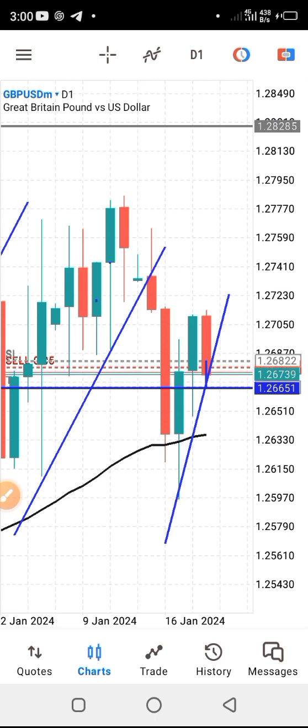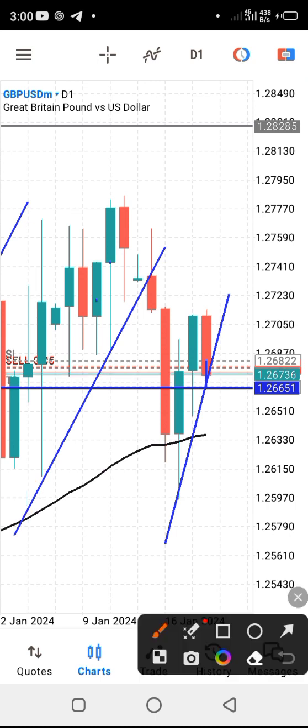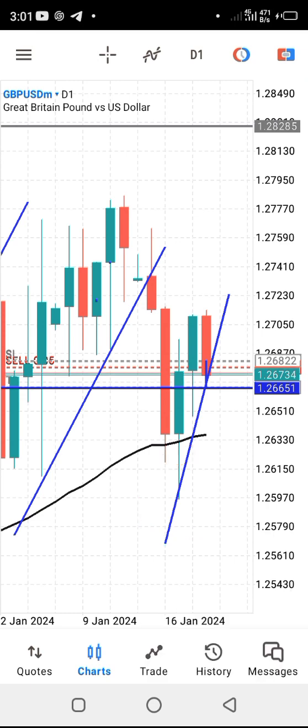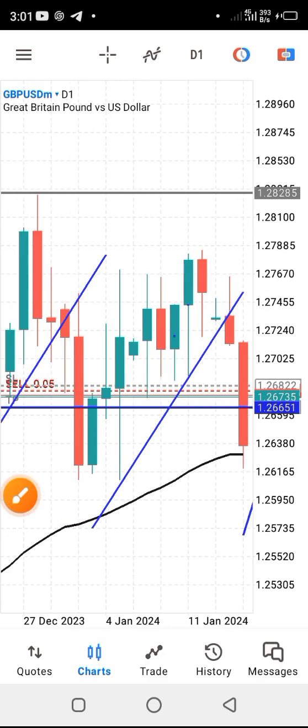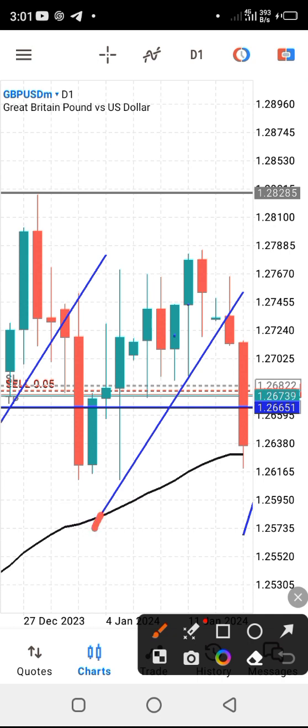So on the daily time frame, please you have to ignore this particular trend line. This trend line is a 4-hour trend line, so it's going to look odd on the daily time frame. So this is the trend line I drew for the daily time frame, this particular one here.